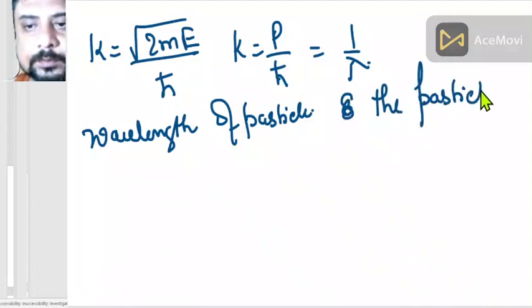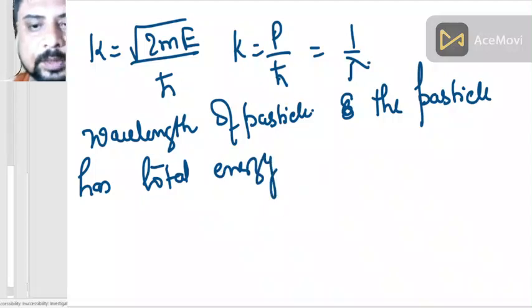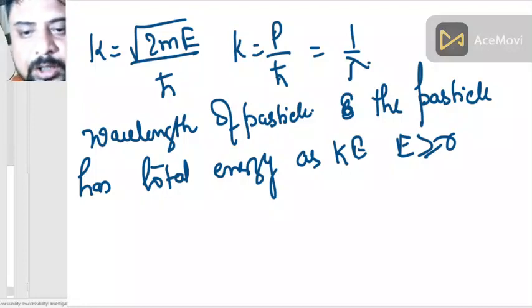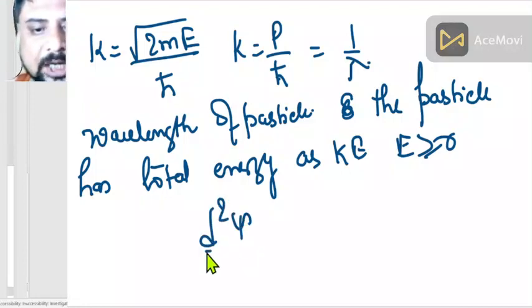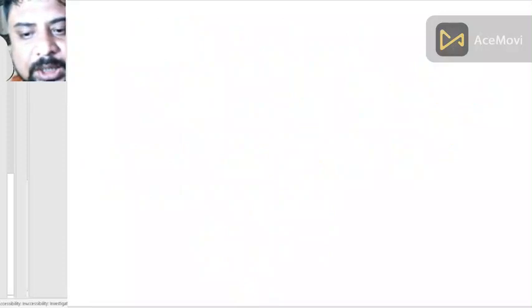So what we have seen here is that the particle is moving and the potential is 0 inside, so the particle has total energy in the form of kinetic energy, so it will always be positive. The particle has total energy as KE, so we can easily consider that E is always greater than or equal to 0.